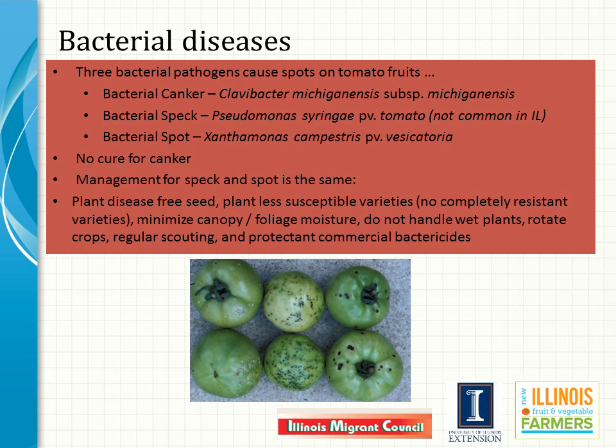In all cases, recommendations call for planting disease-free seed, planting less susceptible varieties. There are no completely resistant ones. Minimize canopy and foliage moisture by plant spacing and by irrigation practices. You do not handle wet plants because that spreads the bacteria. You rotate crops to avoid fields where the bacteria is built up or is left over in plant debris in the soil, and by regular scouting and protectant commercial bactericides that can be applied to plants.